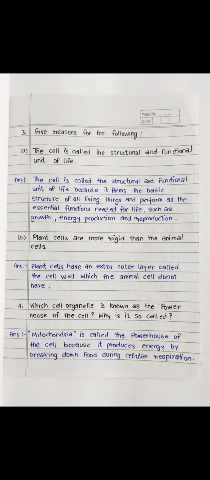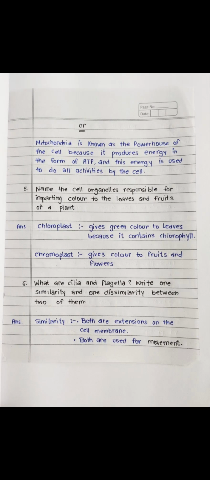Fourth question. Which cell organelle is known as the powerhouse of the cell? Why is it so called? Answer. Mitochondria is called the powerhouse of the cell because it produces energy by breaking down food during cellular respiration. Or, mitochondria is known as the powerhouse of the cell because it produces energy in the form of ATP, and this energy is used to do all activities by the cell.